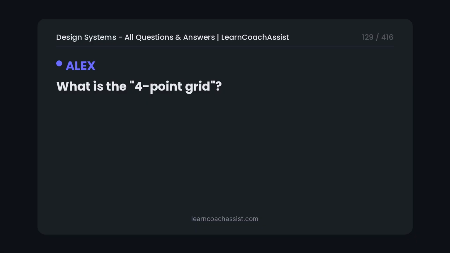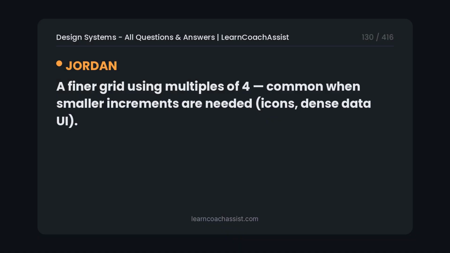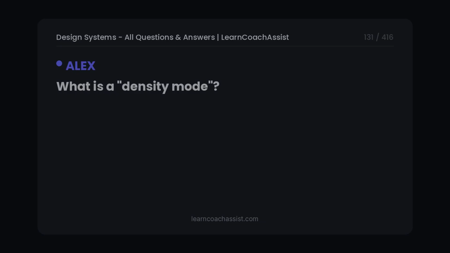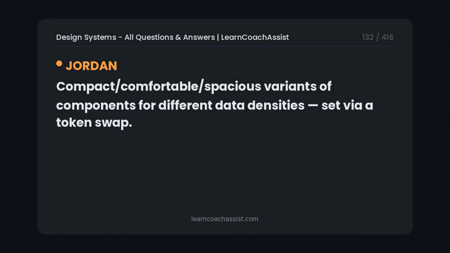What is the 4-point grid? A finer grid using multiples of 4, common when smaller increments are needed, icons, dense data UI. What is a density mode? Compact/comfortable/spacious variants of components for different data densities, set via a token swap.